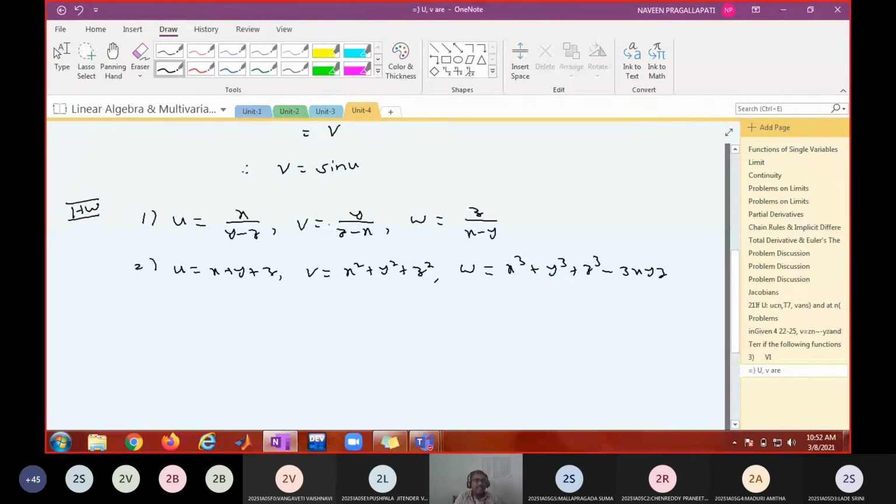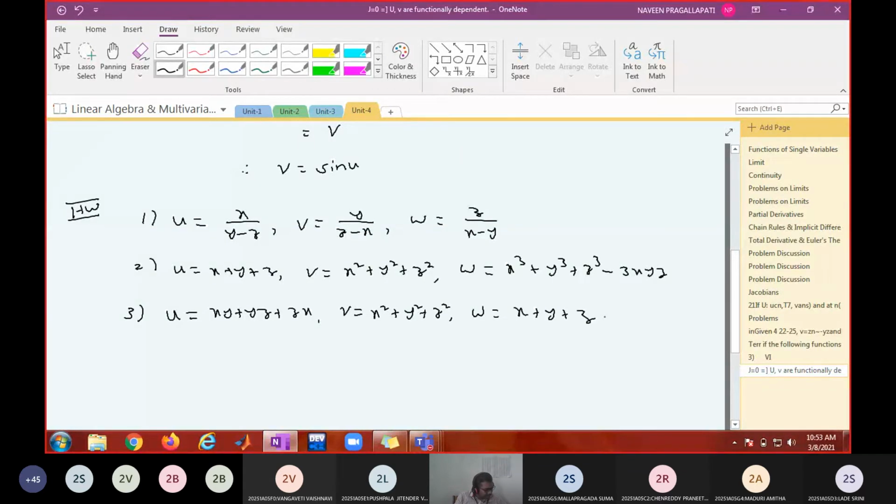Okay, I think you can guess the functional relation. Can you tell me? Try first once. We'll discuss these problems at a later stage. Try first. You all try. U equal to xy plus yz plus zx, V equal to x square plus y square plus z square, W equal to x plus y plus z. Okay.